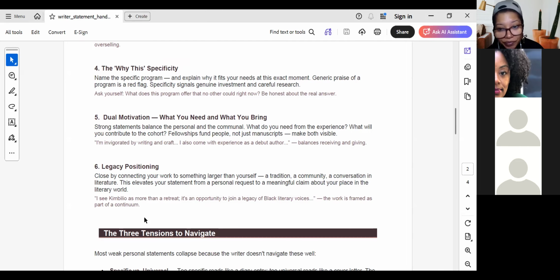So, this was from my Cambilio artist statement where I said, I see Cambilio as more than a retreat. It's an opportunity to join a legacy of Black literary voices. And I meant that because people like Deisha Filial have been Kimbies.